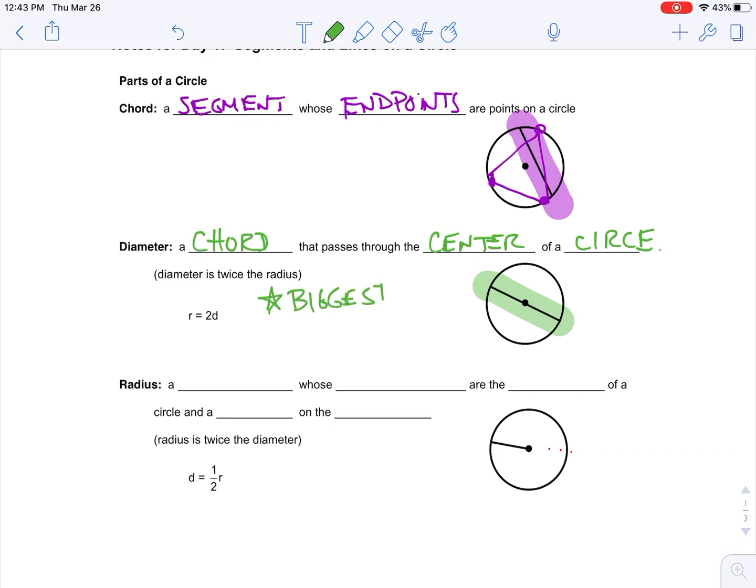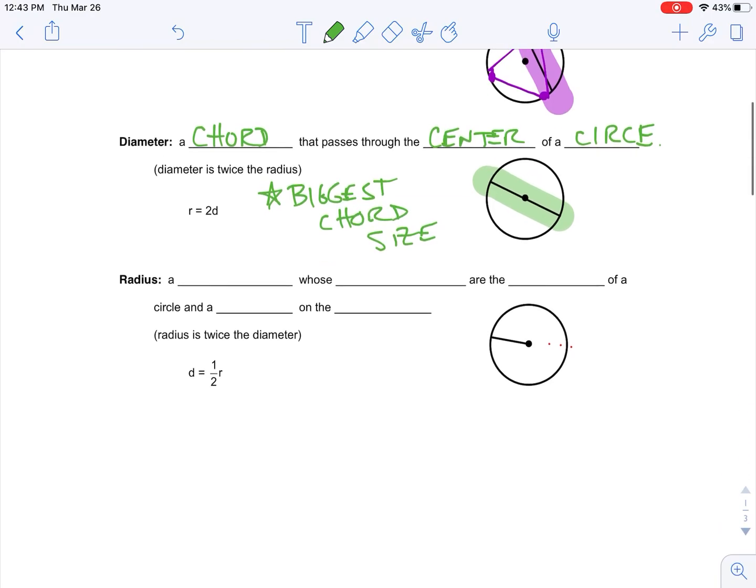So if I asked you, if this was the cross-section of a pipe or something, and I said, how thick is that pipe? How big is this pipe? Is it a 1/2 inch pipe? Is it a 1 inch pipe? You would measure the diameter or the biggest chord possible. So it's the biggest chord size. Okay. Another word you already know is radius.